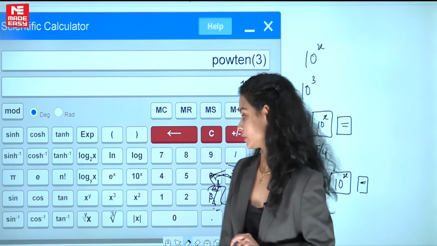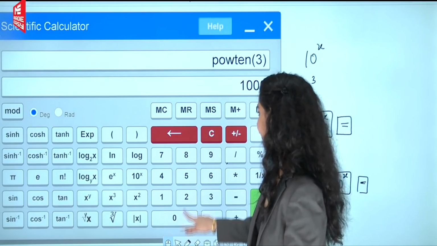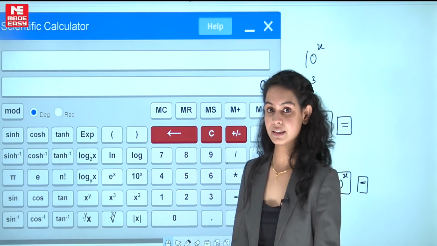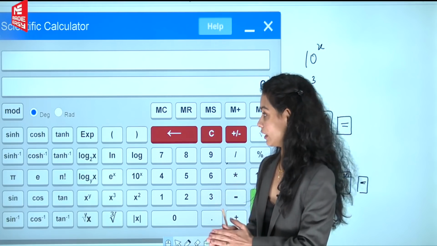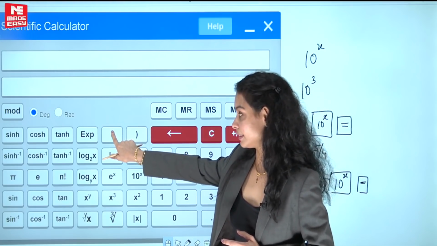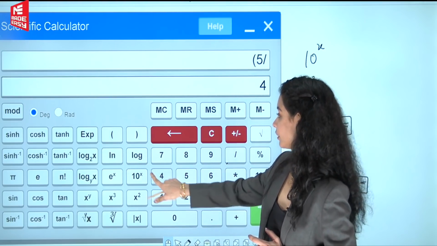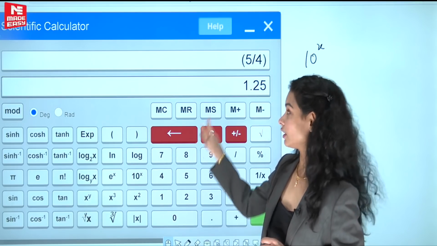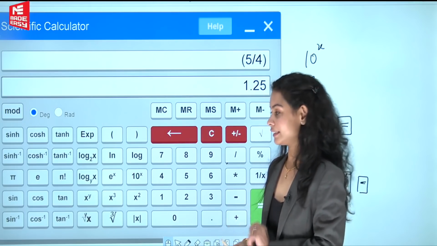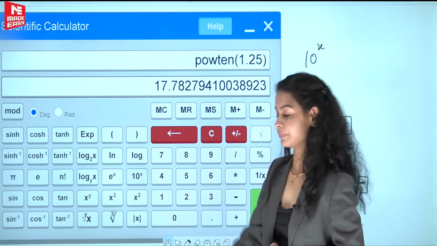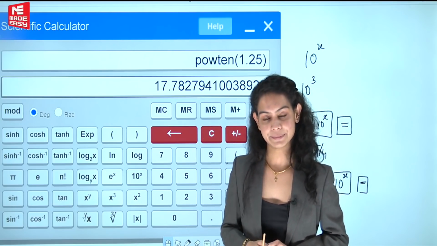Let's perform this on a virtual calculator. Press C before performing a new calculation. Now the value was 10 to the power of 5 by 4. Now enter the value of x. So for this you need to open the bracket, 5 by 4, close the bracket. Now this is your x, this entire is your x value. Now you have to enter the function tab which is 10 to the power of x. This is the thing and then you press equal to. There you get your answer.